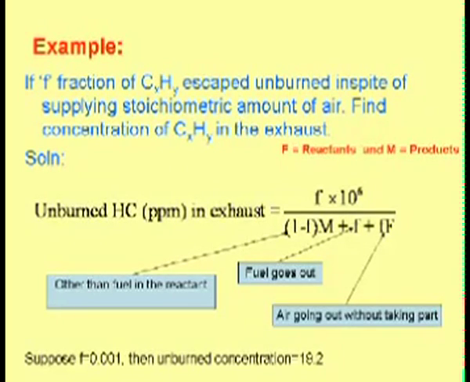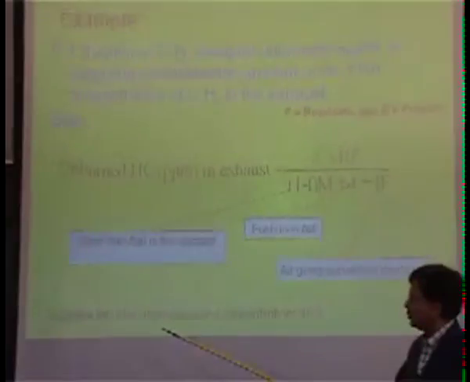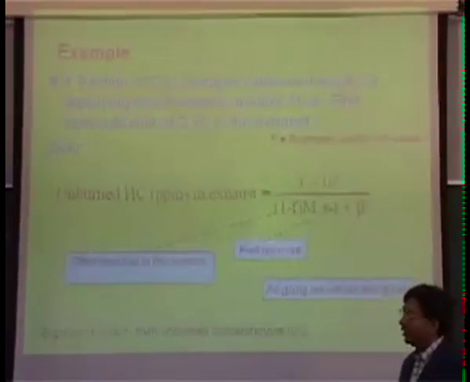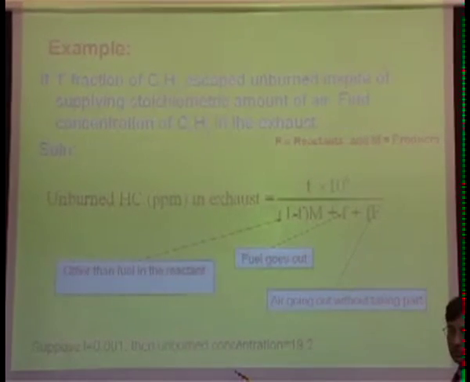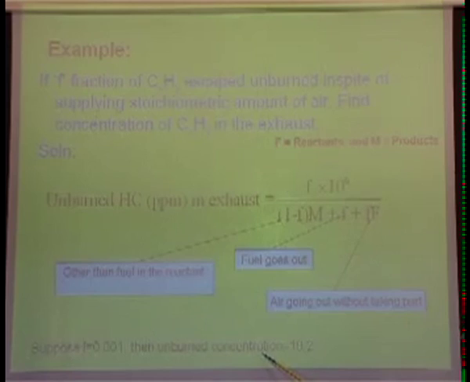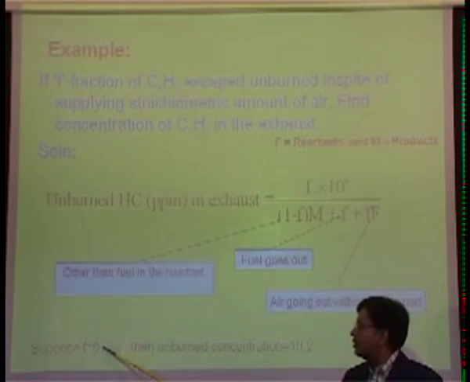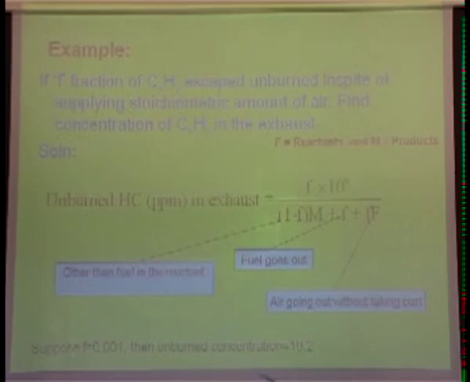If this is the situation, and suppose we take the same example, F is 0.001. I think this example is for n-heptane only. Then you can see the unburnt hydrocarbon, which is of interest to me as an air pollution engineer, could be about 19.2 ppm. Such a small amount went unburnt, for n-heptane. You can do some calculations, so please check that you understand this well.